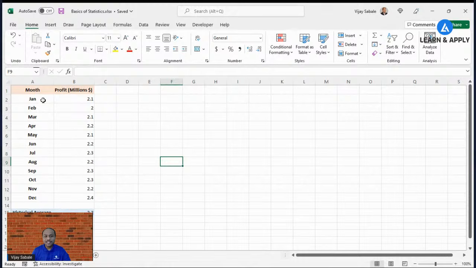And if you see, this is an example for a month, and I have the profits in $1 million for each month. If you see, the historical average for this profit is 2.2. Now, the organization wants to know whether there is an improvement in sales compared to last year or not, right?